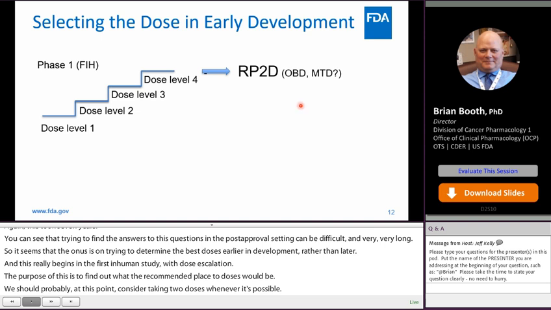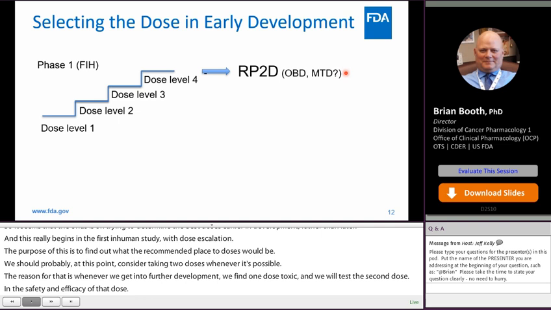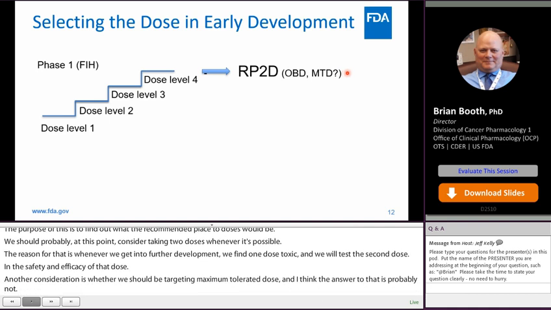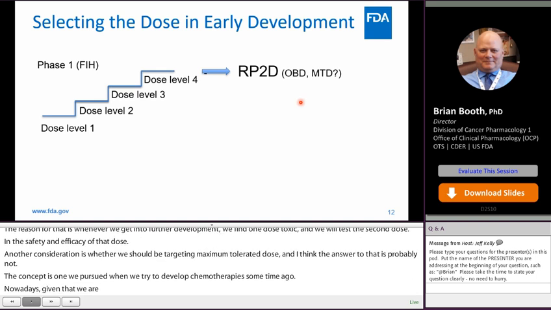Another consideration is whether we should be targeting the maximum tolerated dose. And I think the answer to that is probably not. The MTD concept is really one we pursued when we were trying to develop chemotherapies some time ago. But nowadays, given that we're looking at targeted therapies like TKIs and monoclonal antibodies that react with specific antigens, we really ought to be thinking more about the optimal biological dose. That is, the dose that gives us the most efficacy with the least amount of toxicity.